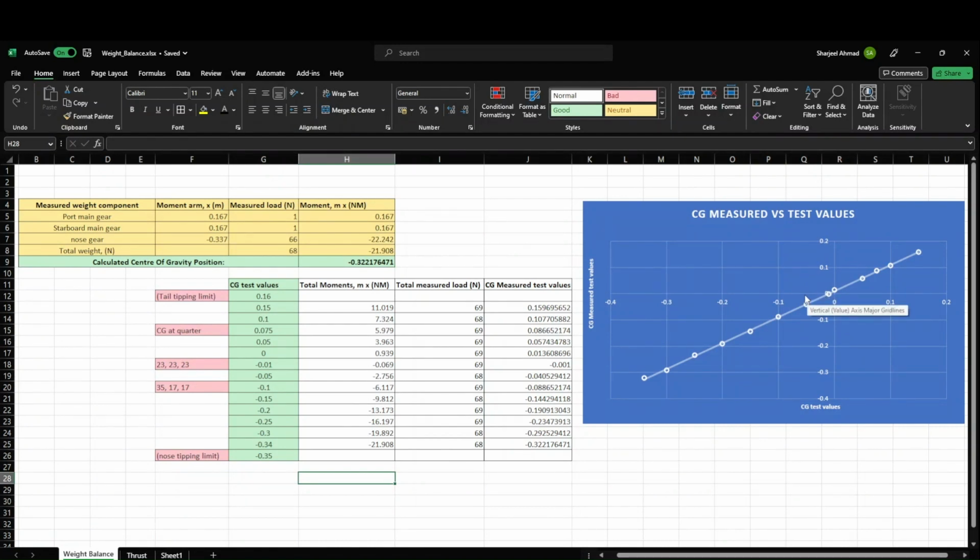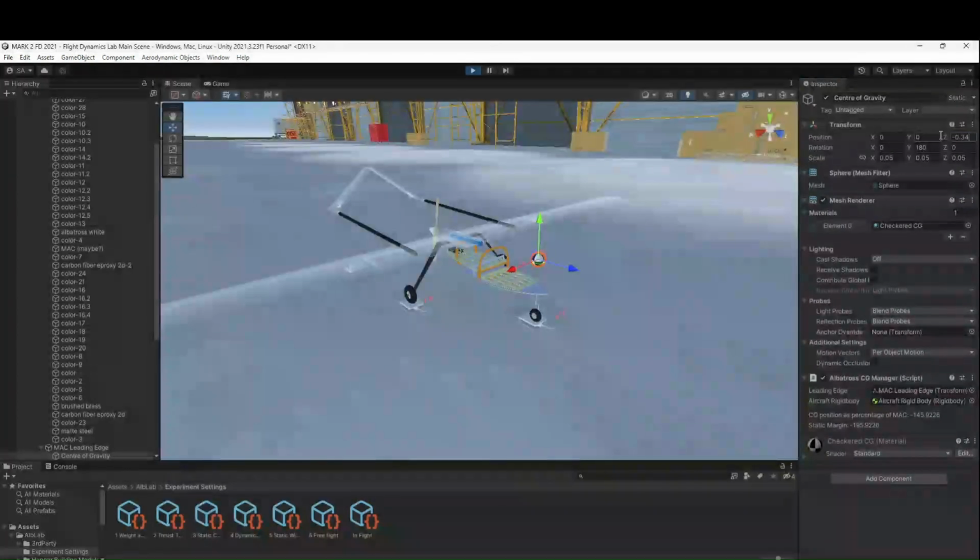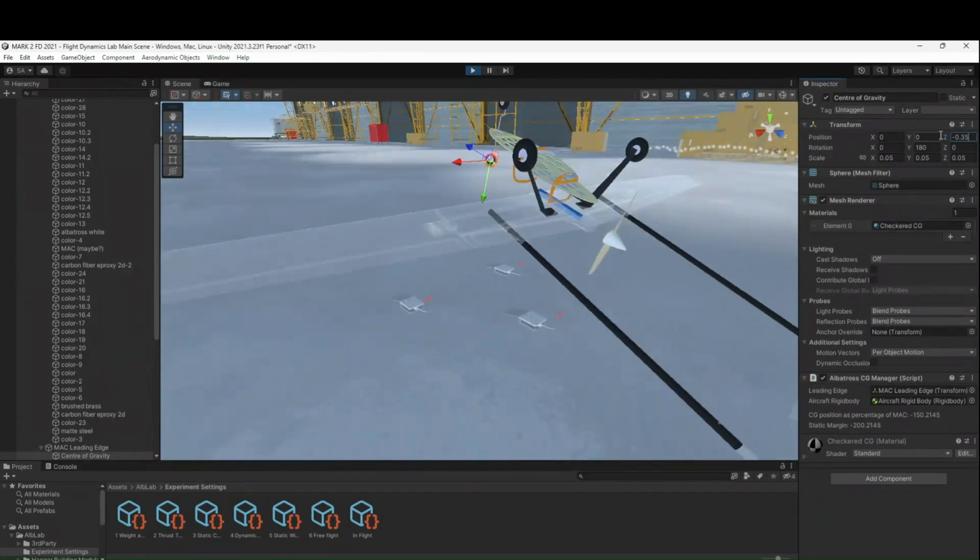Another important implication to know in design is the nose and tail tipping moments, as this puts a limit on your longitudinal CG position. The tail tipping point occurred when the longitudinal CG exceeded 0.15, and the nose tipping moment occurred when it exceeded negative 0.34. As you can see, if I exceed the longitudinal position from 0.15 to 0.16, the Albatross will tail dive backwards. In the same way, a CG z coordinate of negative 0.35 would cause a nose down tipping moment.